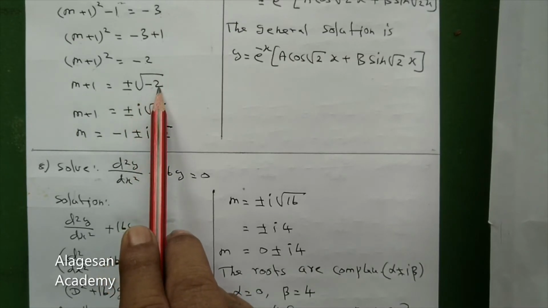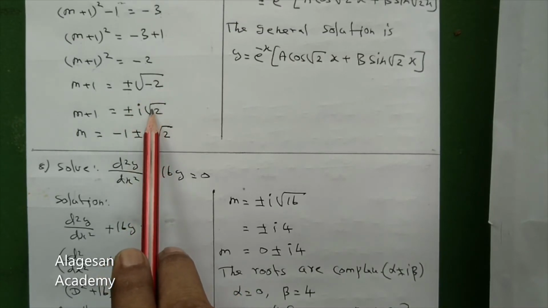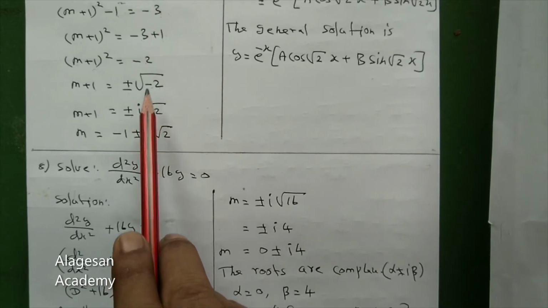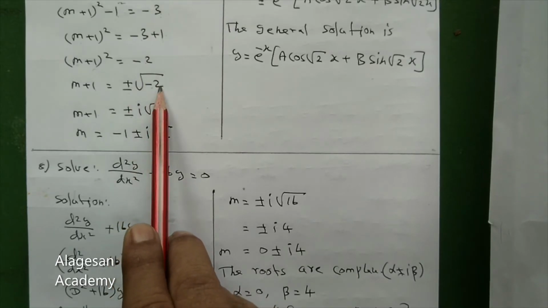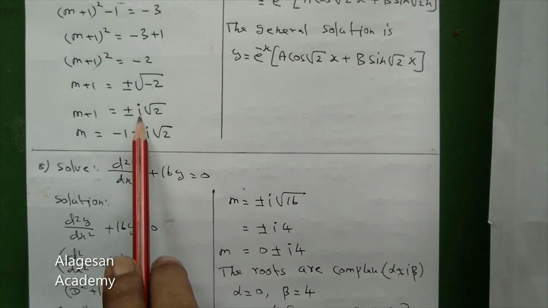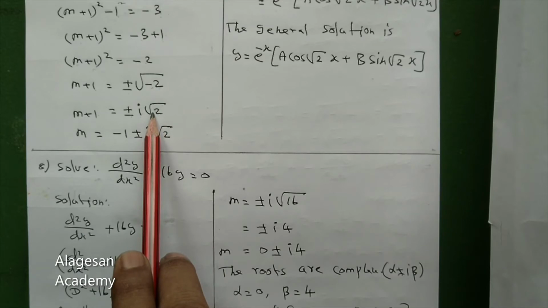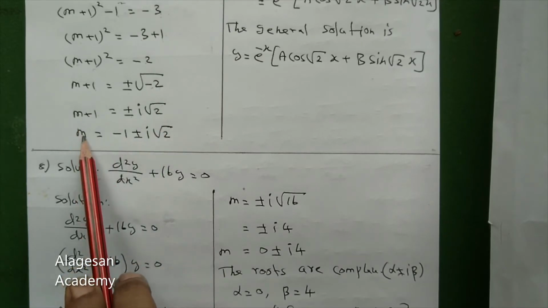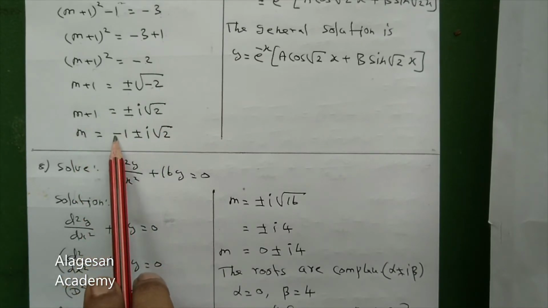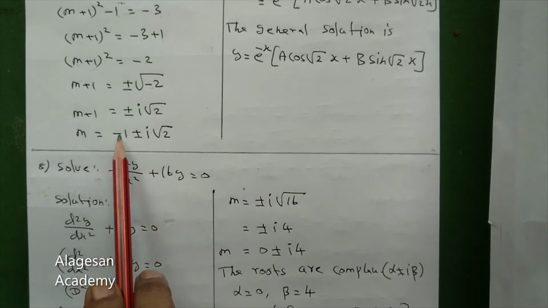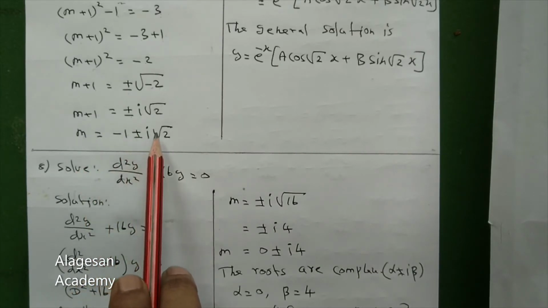If root of minus 9 comes, it is i root 9, root 9 is 3, so we take i 3. But here, since it is root of minus 2, we put i because of the minus inside the root. Root 2 remains root 2. We cannot take the root of 2, so we keep it as it is. This is m plus 1. What is m? The 1 goes to the right side and becomes minus 1. So, m equal to minus 1 plus or minus i root 2.